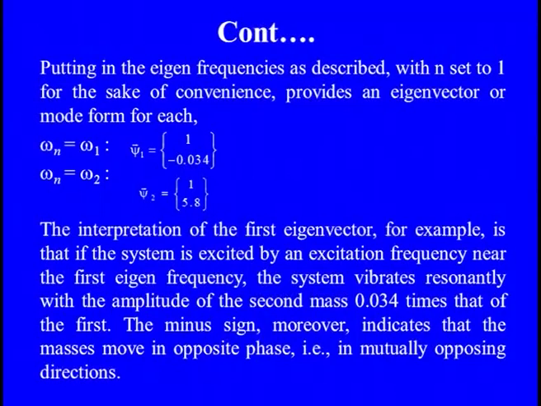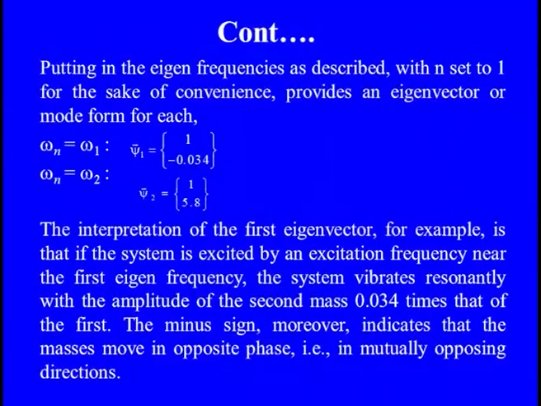And then when we keep those values in this, we can say that omega n equals omega 1, which reflects phi 1 as 1 over minus 0.034, and for the second natural frequency, phi 2 is equal to 1 over 5.8.